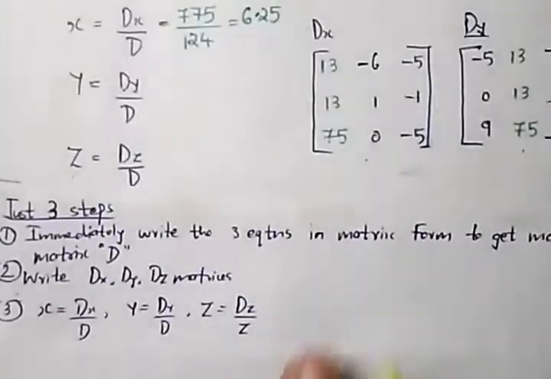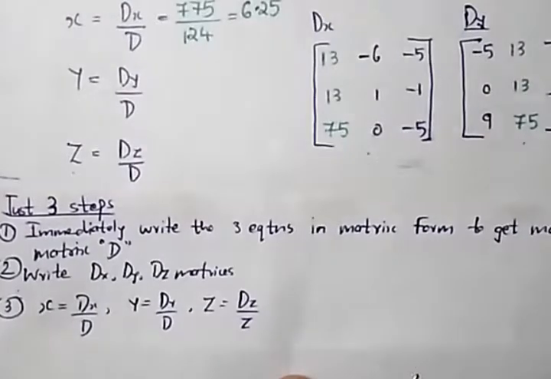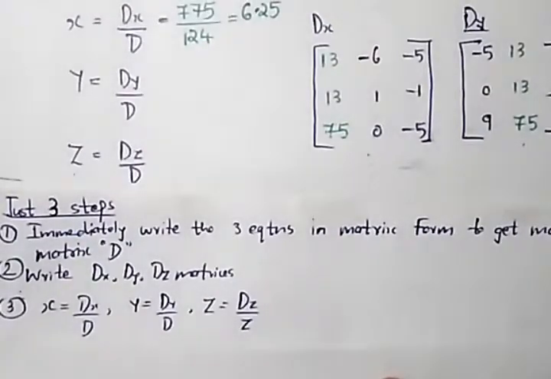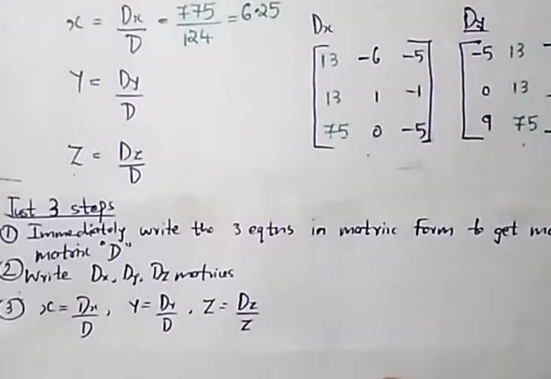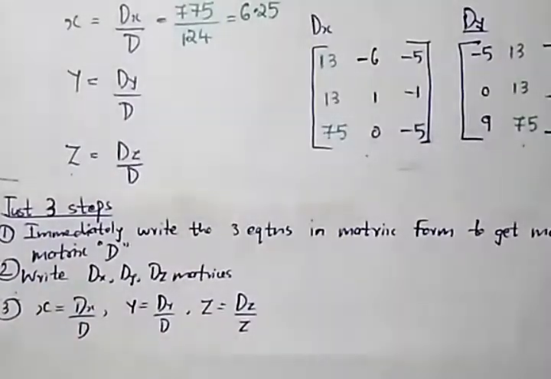So I have briefly written these three steps. Just pause the video and take them down. And I'm assuming that you guys know how to find the determinant of a 3 by 3 matrix. If you don't, then please do comment. I'll make another video for the same.